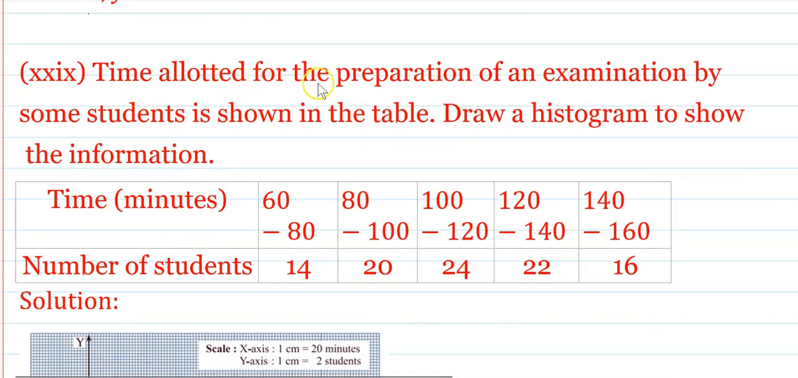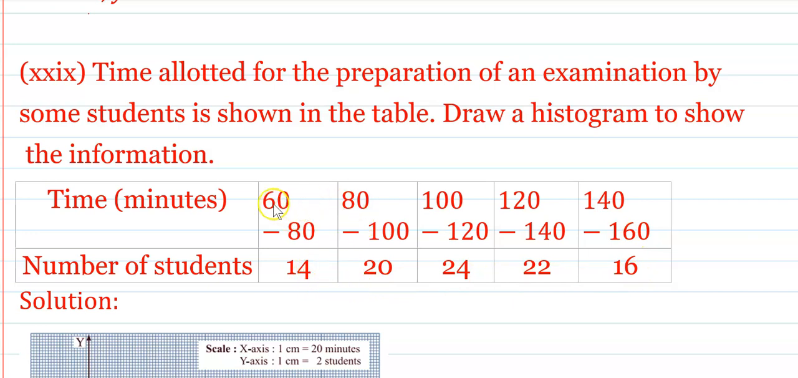Time allotted for the preparation of an examination by students is shown in the table. Draw a histogram to show the information. Time in minutes: 60 to 80, number of students 14. 80 to 100, 20. 100 to 120, 24. 120 to 140, 22. 140 to 160, 16. Okay, now draw the histogram.